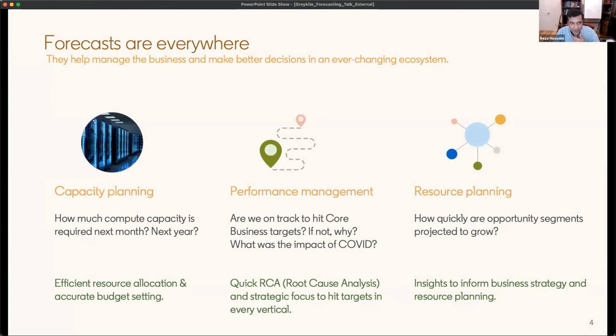Okay, so why is forecasting important? People in this session are probably quite familiar with that, but it's important because we want to do things like capacity planning: how many servers we're going to need next month, next quarter. Also, it's useful for performance management, in the sense that a lot of business lines try to figure out if the metrics are on track, are we hitting targets, what is the impact of COVID? These are examples. And also resource planning. It can inform business strategy and help us identify opportunities and so on.